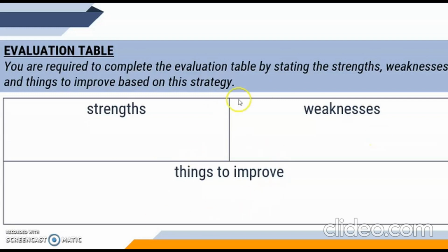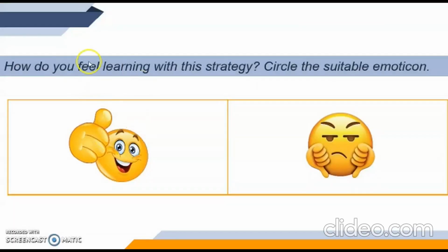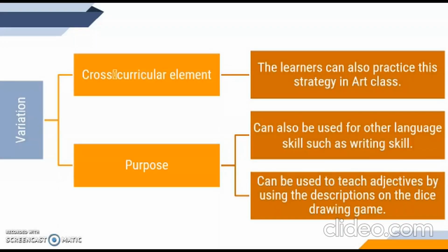They have to state the strengths, the weaknesses, and the things that they would like to improve in this strategy. It works more or less like a parking lot. And then to help them state their emotion, their feeling, they can circle the suitable emoticon. Okay, next one is the variation.